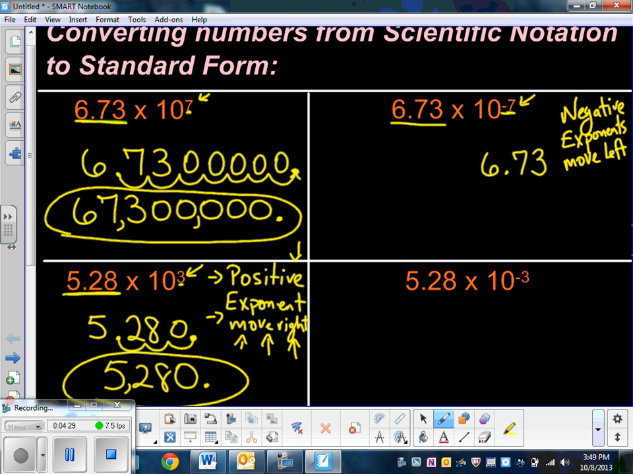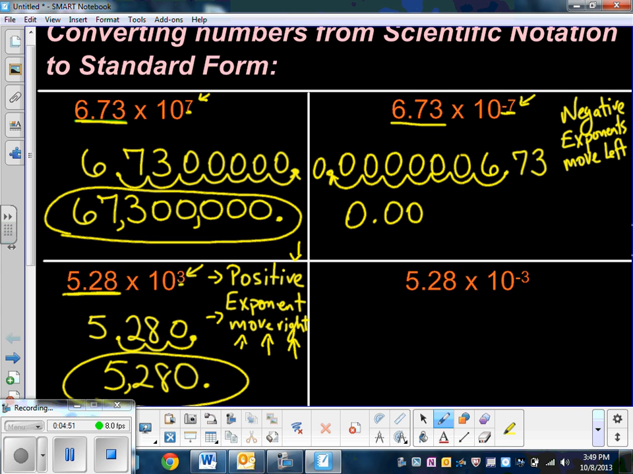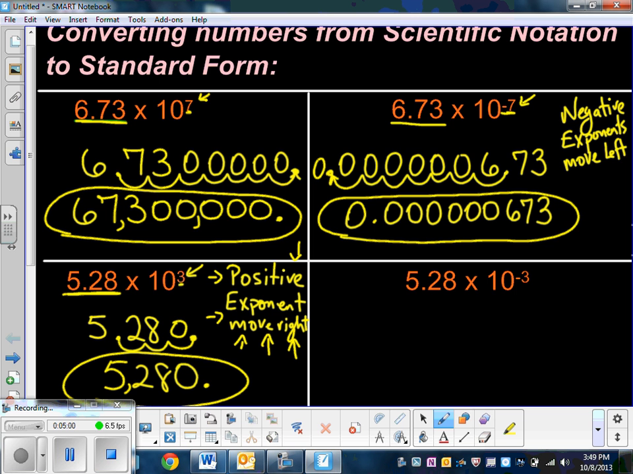And we will be moving 7 times because of our exponent of 7. So once, twice, 3 times, 4 times, 5 times, 6 times, and 7 times. There is our new location. And just like before, fill in the egg carton with the eggs. Rewrite your number with the decimal in its new location. And circle your answer.